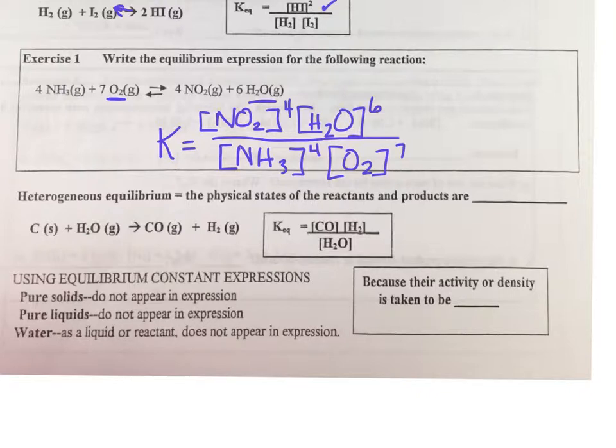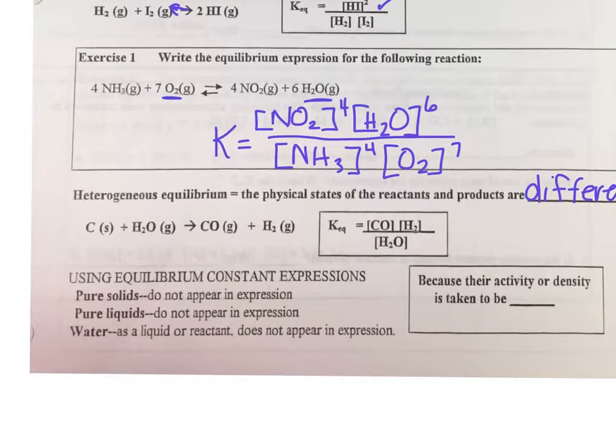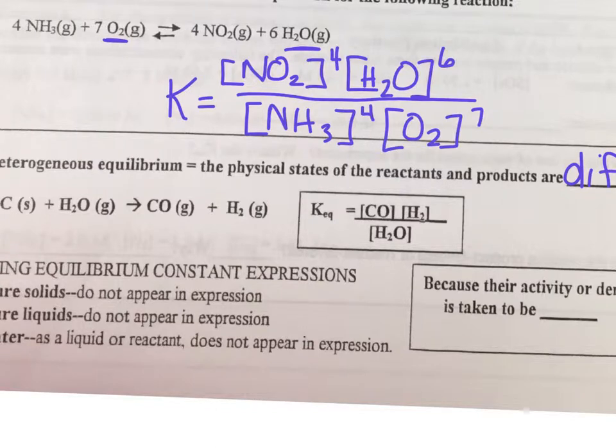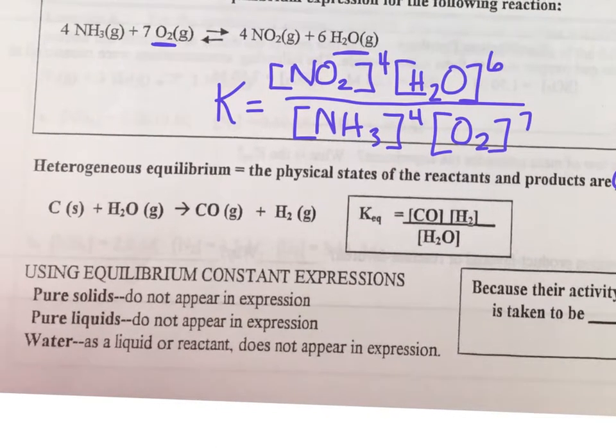Okay. Heterogeneous equilibrium just means that you have different states of matter going on. Okay, and that changes a little bit. This is actually more common to have. All right, so here you guys see that we have some solid carbon, some gaseous water, so water vapor. We have carbon monoxide and hydrogen gas. Okay, if you look at the equilibrium expression, who is it leaving out? Carbon, right. What state of matter is carbon? He's a solid, all right?